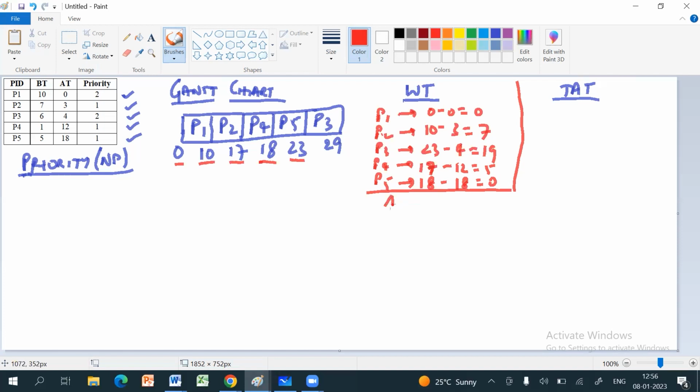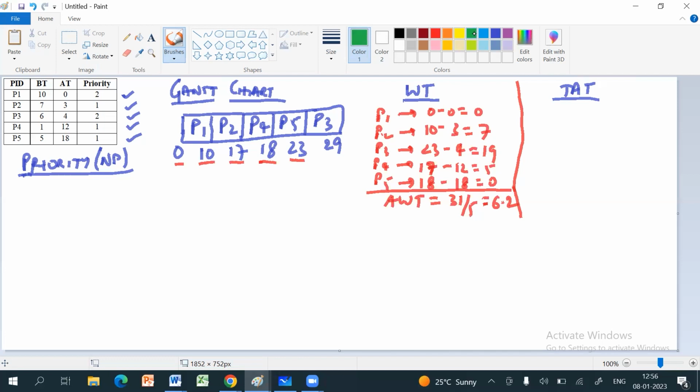So the average wait time is obviously the sum of all this divided by the total number of processes. That comes up to 31 divided by 5, which is 6.2, right? Now, similarly, we'll compute turnaround time as well.